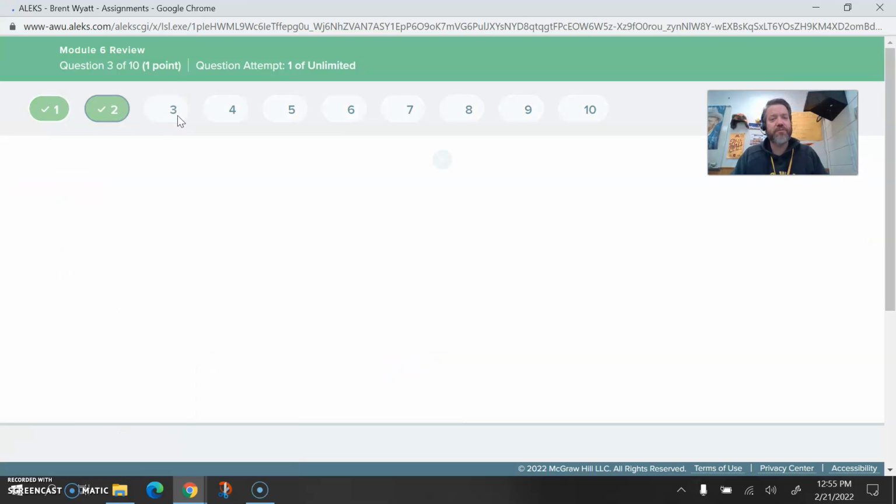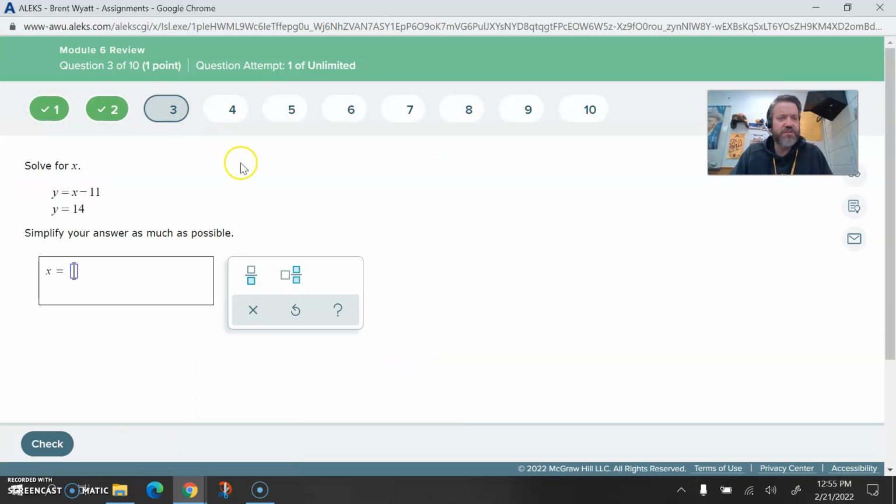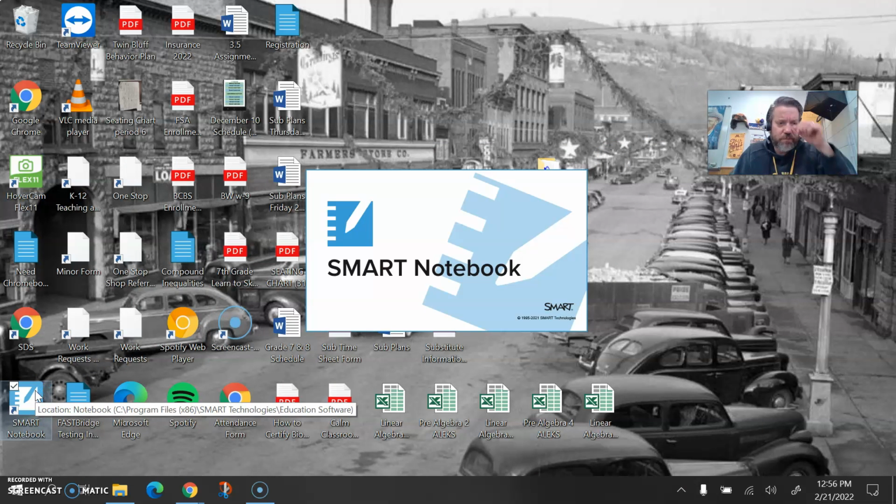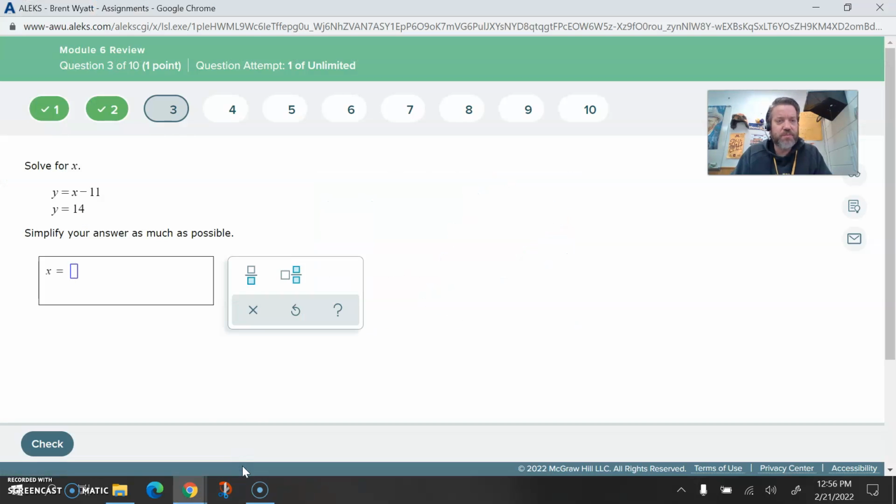All right, let's look at number 3. Now we're going to start using what's called the substitution method to solve these. And this will be a little bit tricky here because I cannot show this on the screen. The stylus won't write for me. But give me 1 second here. I'm going to open up another Smart Notebook page so I can actually write on the screen here. While that's loading, let's take a closer look at this problem.